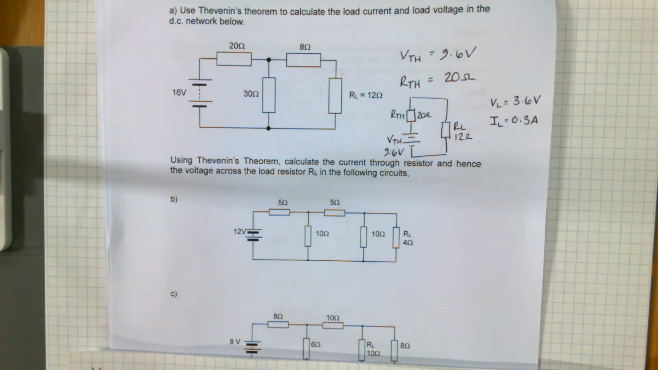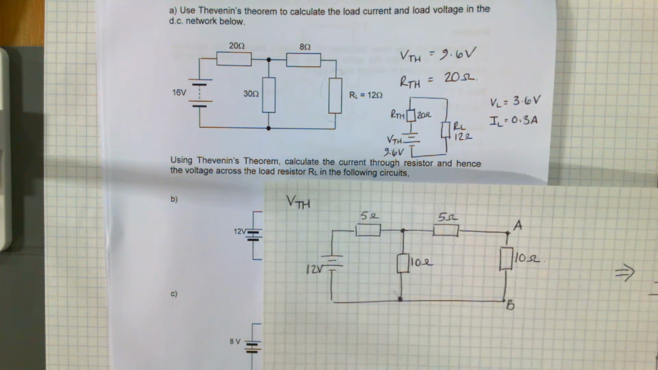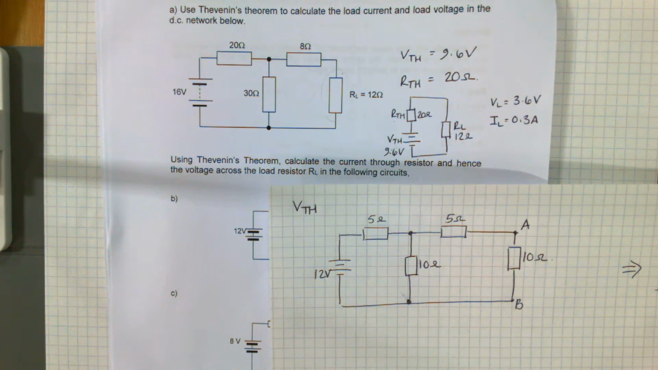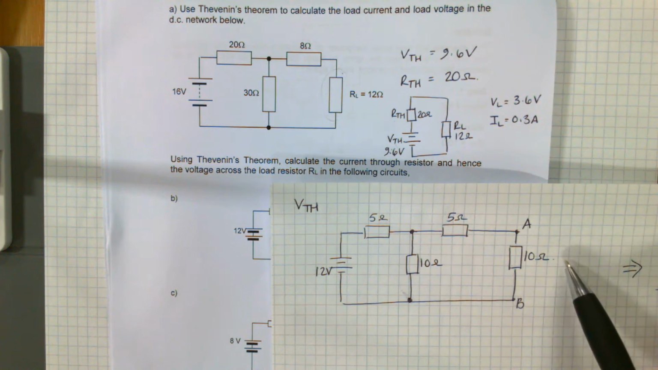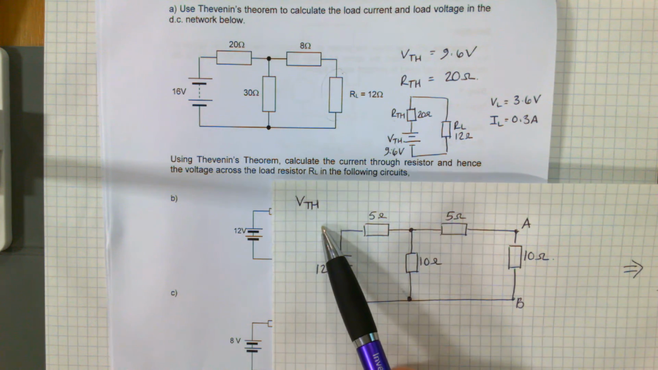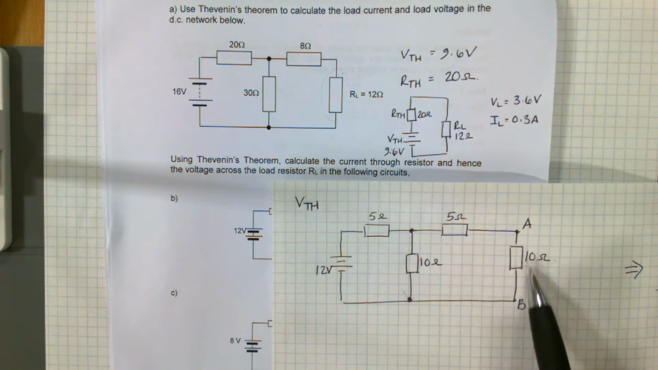So if we have a wee look at this second one, it's a wee bit blurry there. So I've redrawn it there. So that's our circuit, and I've removed the load resistor because I'm going to do my Thevenin first. So I've removed my load resistor and I've written my AB there. My AB terminals, they aren't open, they're closed. There is a current path through there.